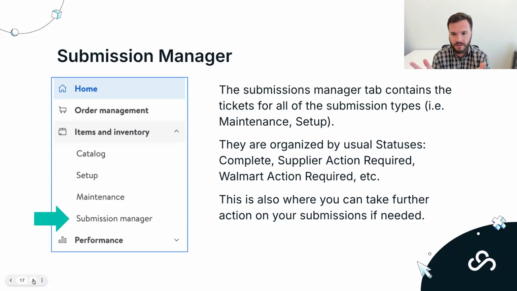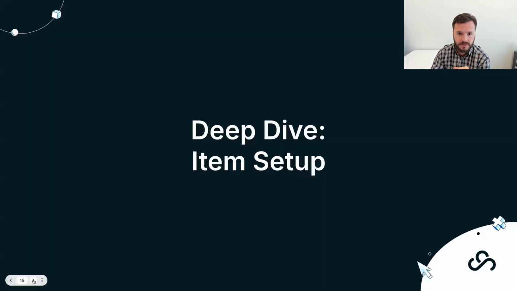They have pretty universal statuses attached to them as well, the essential ones being supplier action required and Walmart action required. You don't want that supplier action required to pile up too heavily. But I guess you also don't want Walmart action required piling up too heavily either, but that might be a little bit more outside of your control. You can also take further action here on submissions if needed, or follow-up action sometimes can happen here as well without the creation of a new ticket. Caveat there with the sometimes, right? Big emphasis on the sometimes.